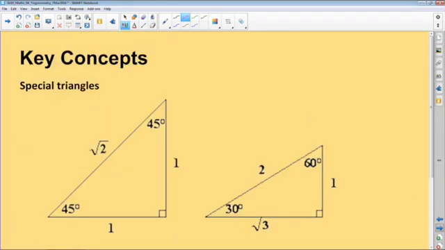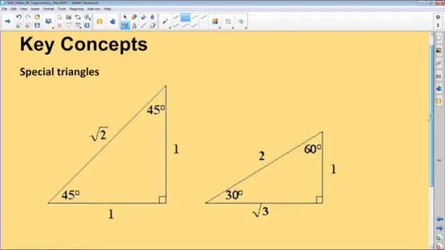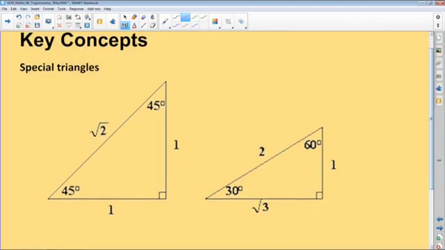Okay, we're moving on to the special angles or special triangles. Now, we don't actually have any questions on them today, but it's a good thing for you to know. The one triangle has an angle of 45 degrees, and then it has lines of 1, 1, and square root 2. The other triangle has two angles which are important. It has a 30-degree angle and a 60-degree angle, and it has sides that are 1, square root 3, and 2.